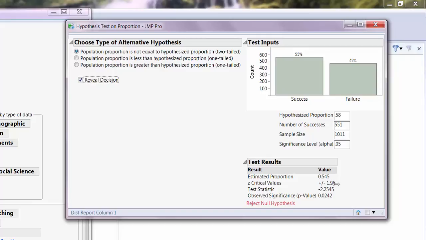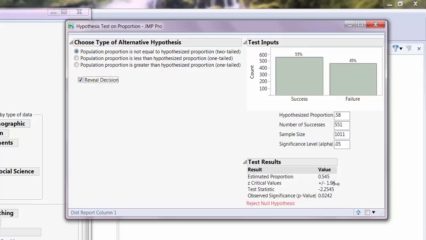The next thing we're going to be interested in here is the test statistic, which is negative 2.2545. And then our p-value is reported to be 0.0242. So you'll notice that's a little bit different than what we got when we did it by hand. We got 0.0244 from the table. However, what you get from JMP is a little more precise. Remember, our table is limited by the fact that it can only give probabilities for up to 2 decimal places of the z-score value. Well, JMP can calculate probabilities for even more decimal places of the test statistic. And so what you get from JMP is a little more precise.